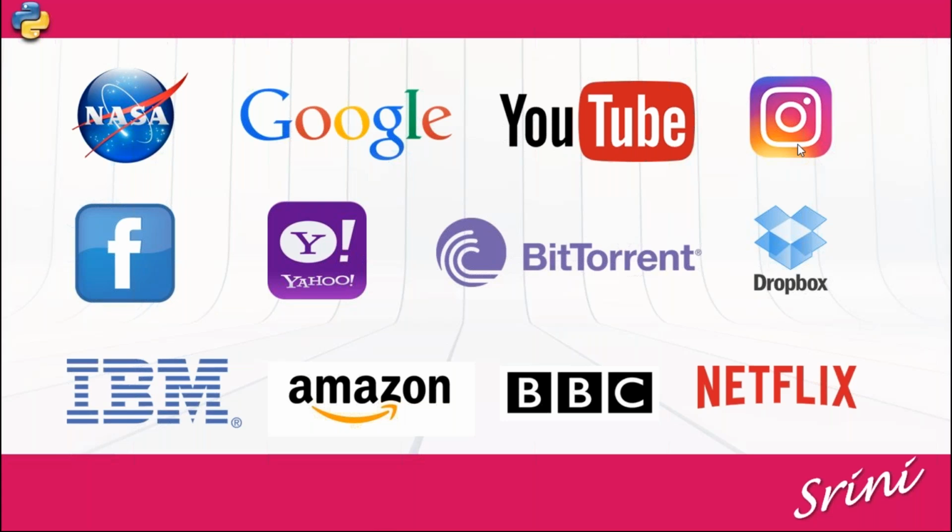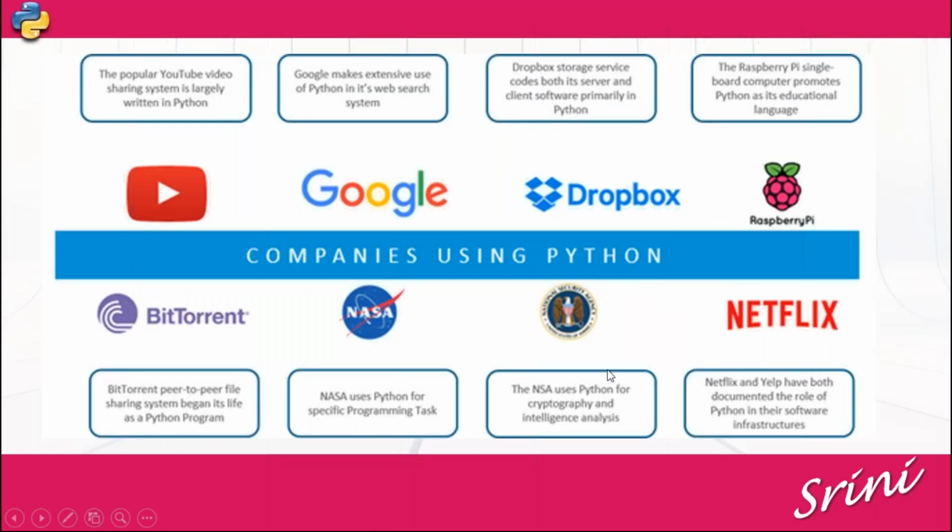Instagram is totally developed in Python. It is Python developed. And Dropbox, you know, Dropbox, centralized shared storage. Dropbox server side script and client interface both are developed in Python. BitTorrent is a peer-to-peer file transfer system. BitTorrent is developed in Python. So companies like Yahoo, Facebook, IBM, Amazon, BBC, Netflix, these companies are using Python significantly.